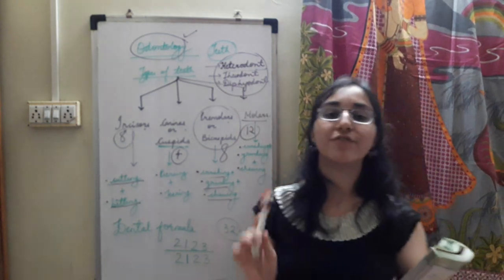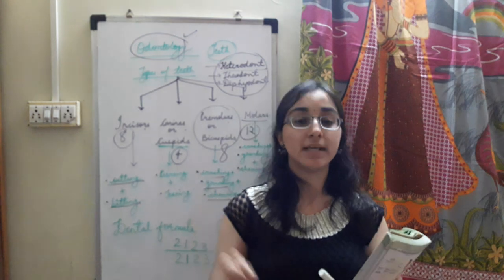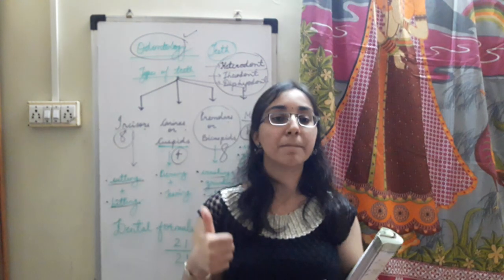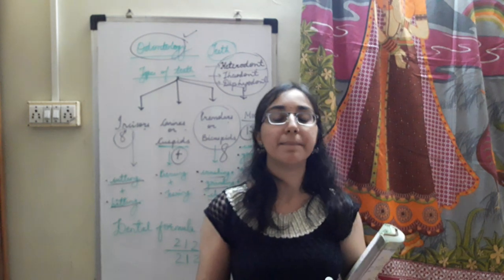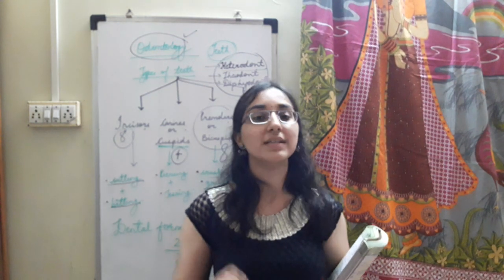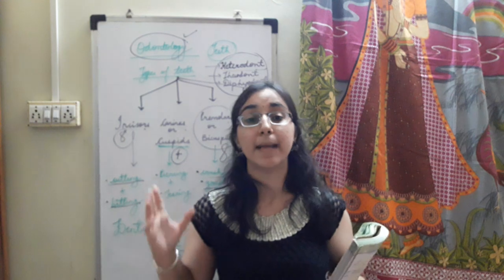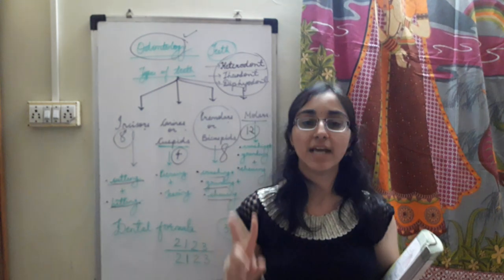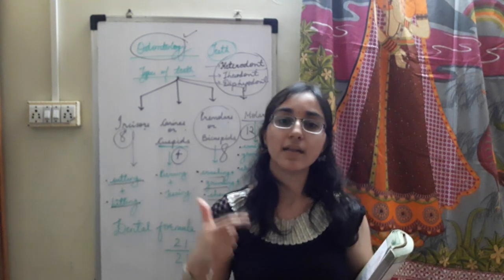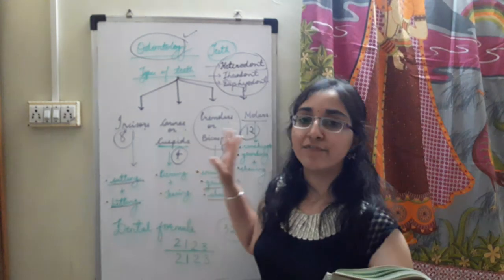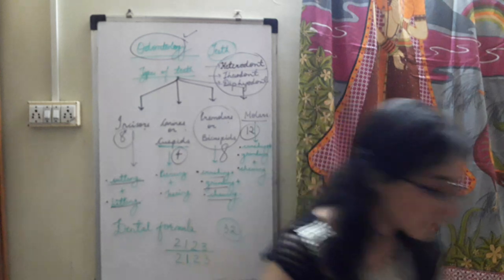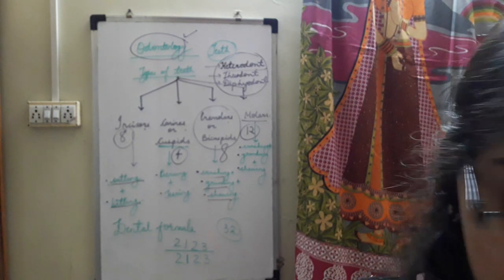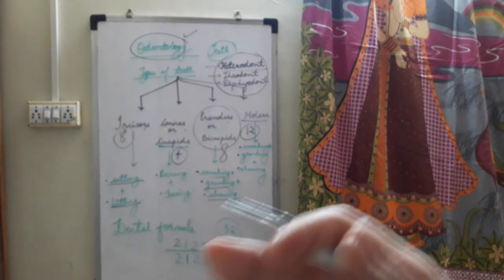Last is diphyodont. Since human beings get two sets of teeth, first is the milk teeth and the second type is the permanent teeth, so we say diphyodont type of dentition. In the whole lifespan, they get two sets of teeth, milk teeth and permanent teeth. So diphyodont dentition. Okay, lastly, I will show some teeth, I have three.